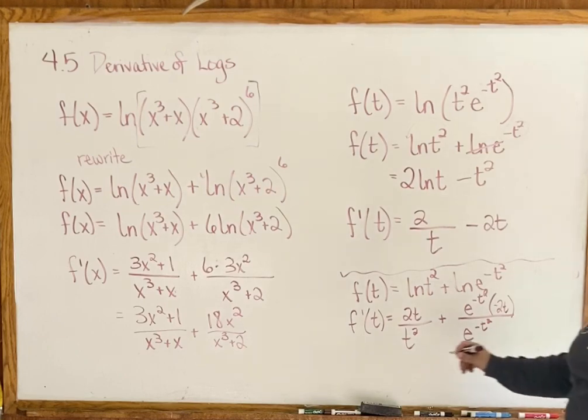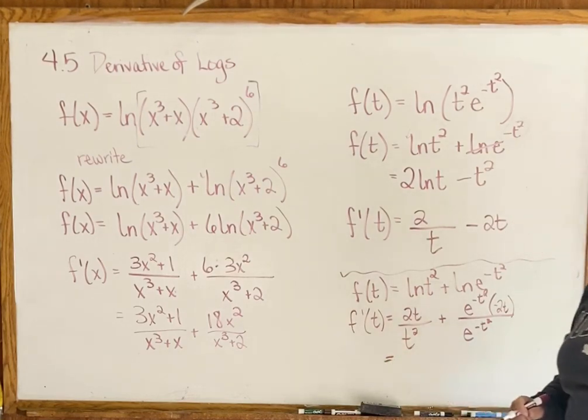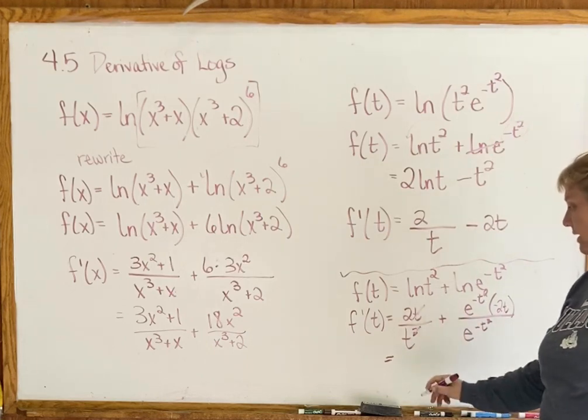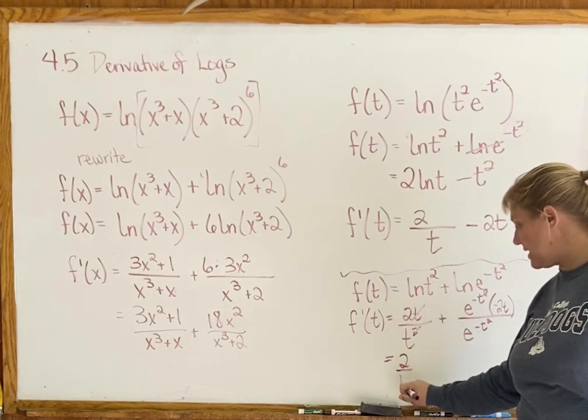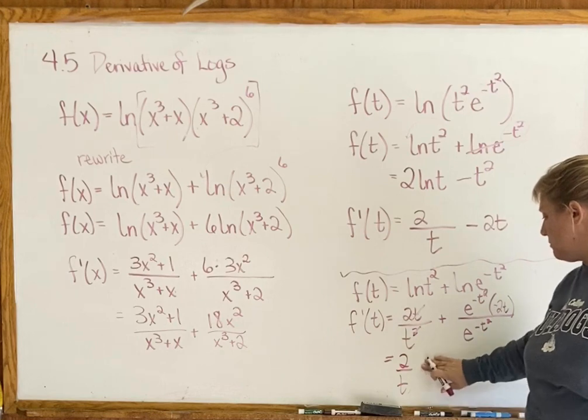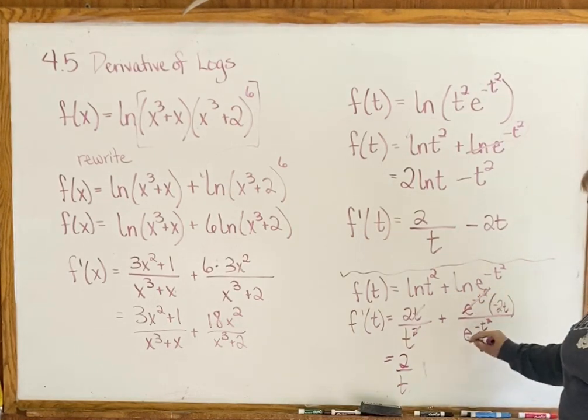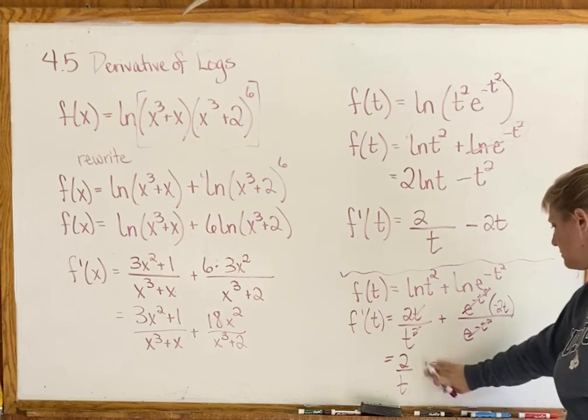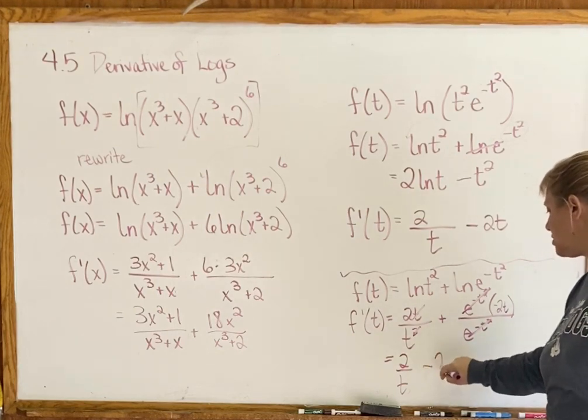But do you see how in this one, there's definitely some canceling that can be done. So a t can cancel here with 1 there, so we are left with 2 over t. And then boop, boop, those guys go away, and they leave us the minus 2t.